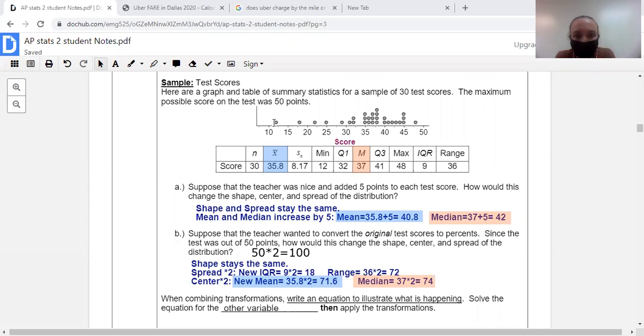So we're going to take every single point here and multiply it by 2, which means that all of them are going to move, right? So our center and our spread will change, but the shape will still stay the same. It's not going to change from like it is now, where it's a little bit left skewed. It's not going to change to right skewed. So we multiply all of our values by 2. Our new IQR will be 18. Our new range is 72. New mean is 71.6. And our new median is 74.